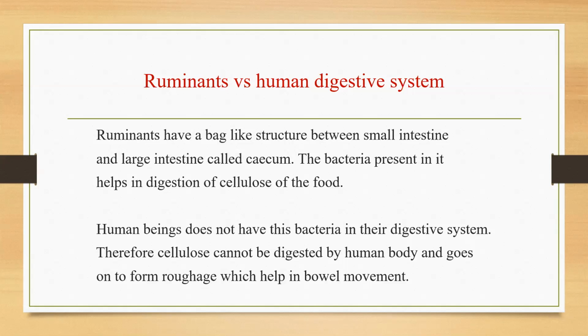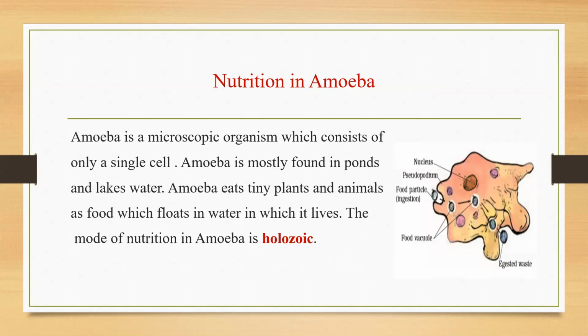Now the next topic is nutrition in amoeba. So let us see what an amoeba is. Amoeba is a microorganism which consists of only a single cell. Amoeba is generally found in pond and lake water, generally in dirty waters. Amoeba eats tiny plants and animals as food which float in the water in which it lives. So generally they take the food which is floating in the water, like tiny plants and animals.